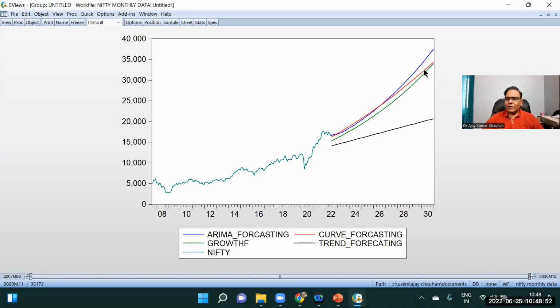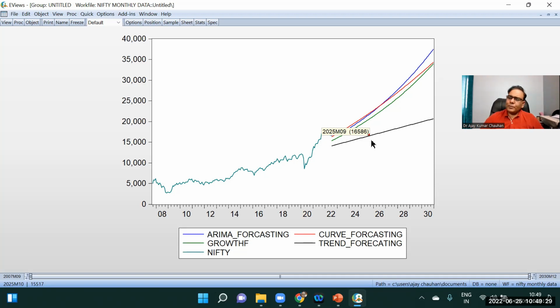And the trend value is the least important model here. So these are the different types of forecasting models we can apply on any series. In my example, I took the monthly data. You can take daily data, but because volatility is very high, forecasting may not be very accurate in case of daily data. The purpose of forecasting is to get an average possible value in the future. So what could be the average value in the future?